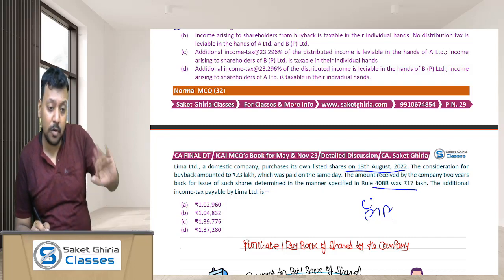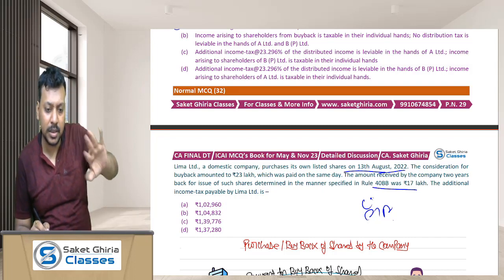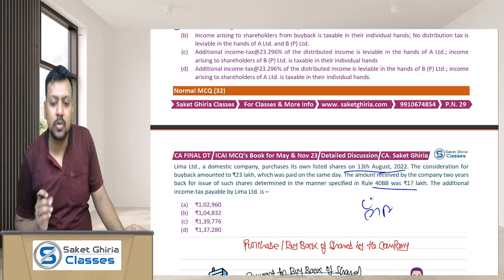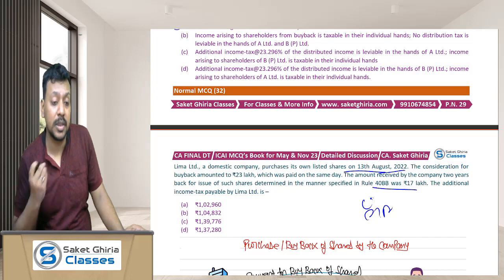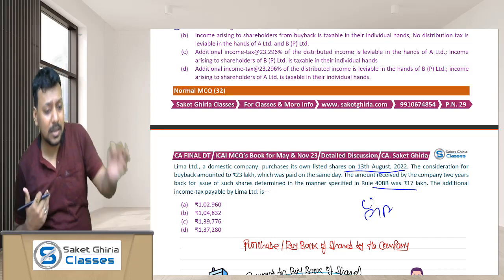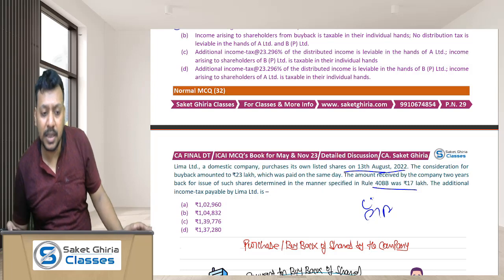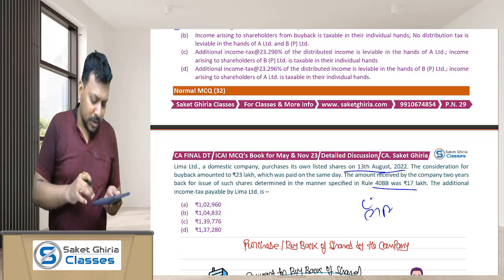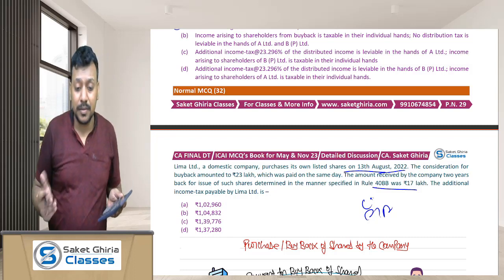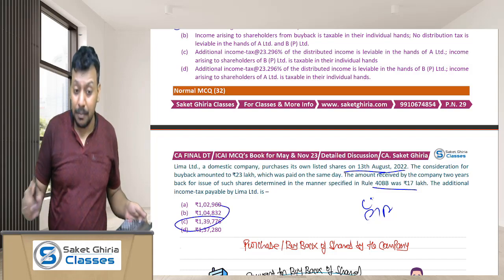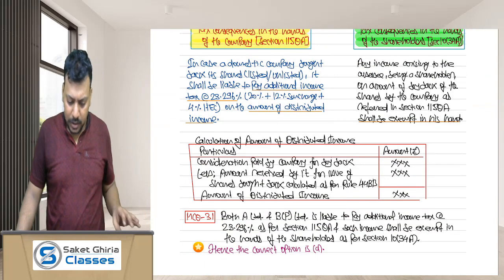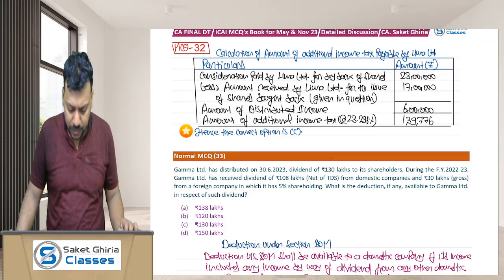So the consideration paid for buyback is rupees 23 lakh, and the amount which was received for buyback is rupees 17 lakh. So what is the amount of the distributed income, which is the income in the hands of the shareholder? Sir, 6 lakh rupees, means you have to pay the additional income tax on rupees 6 lakh, at 23.296%, which comes to 1,39,776. So this is the amount of the additional income tax the company has to pay, and that amount would be exempt in the hands of the shareholders. Okay, so dear, here there is a detailed explanation of each and everything, so do refer to this.